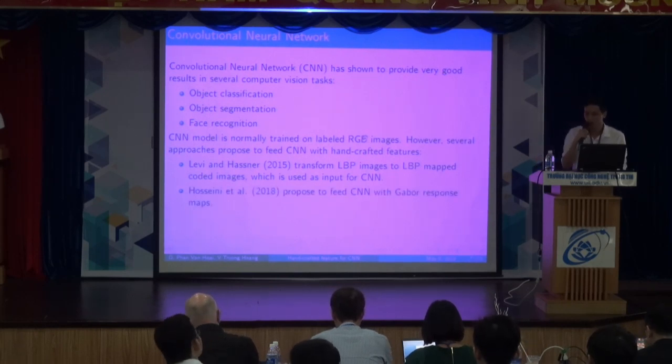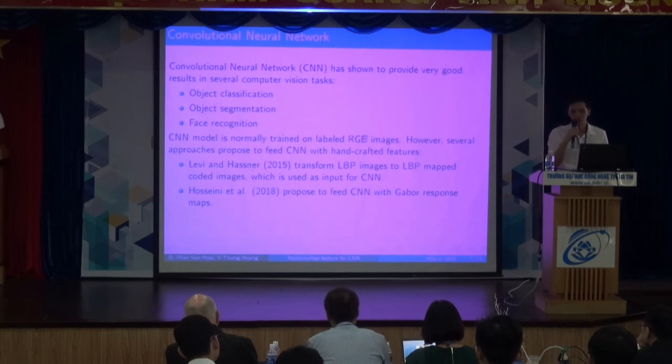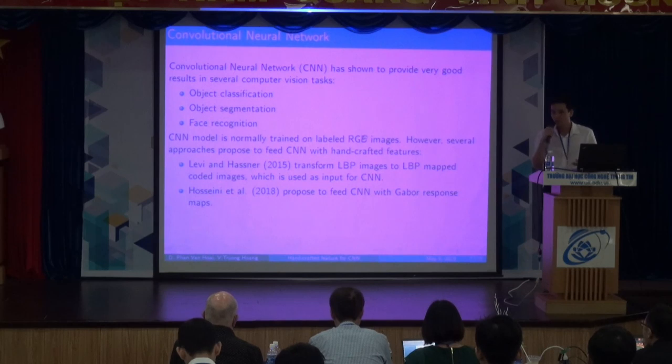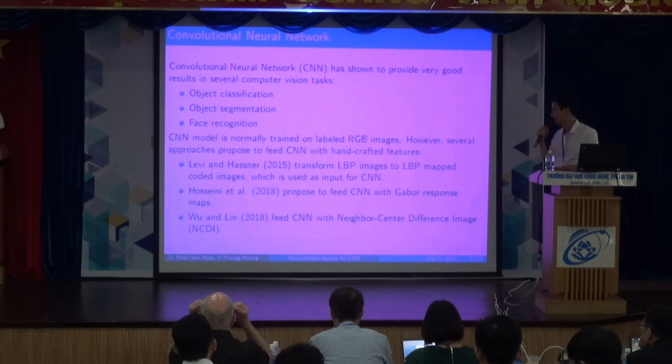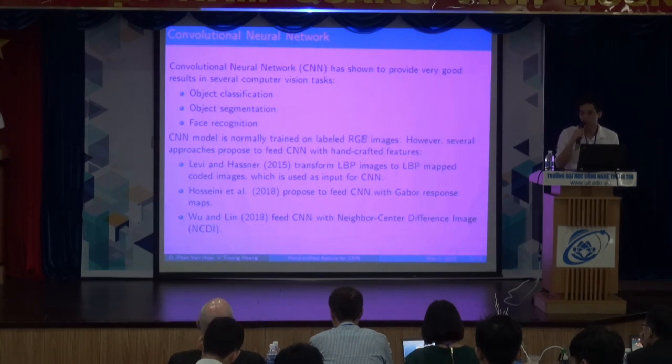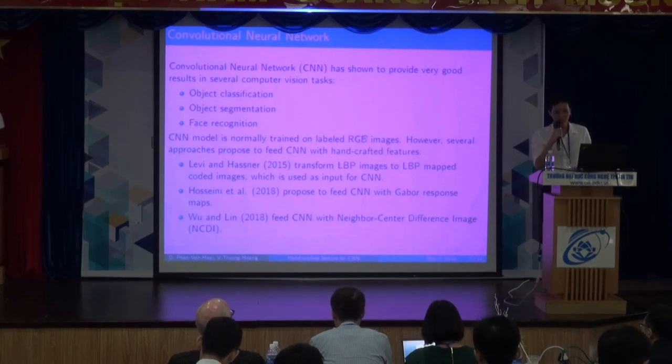And in 2018, Hosseini et al. proposed to fit CNN with the Gabor response map and applied it to several face-related tasks like face recognition, facial expression recognition, edge estimation, and so on. And finally, Wu and Lin fit CNN with the neighbor center difference image to enhance the accuracy on the facial expression task.